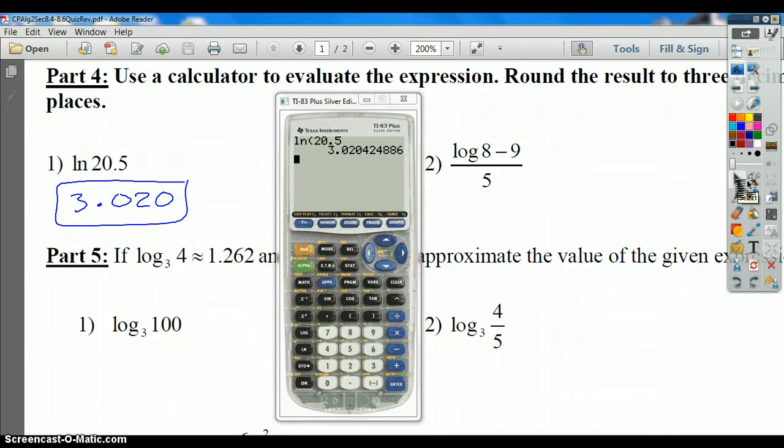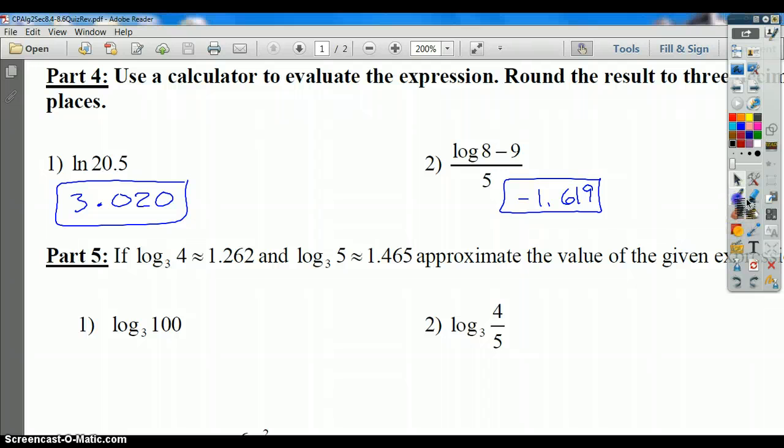Log of 8 minus 9, all divided by 5. So I'm going to need parentheses here. Log of 8 minus 9. So that's all in the numerator because that's being all divided by 5. There you go. So we're looking at -1.619. And that would be it for 1 and 2. Shifting down here, I'm going to hide the calculator for now.